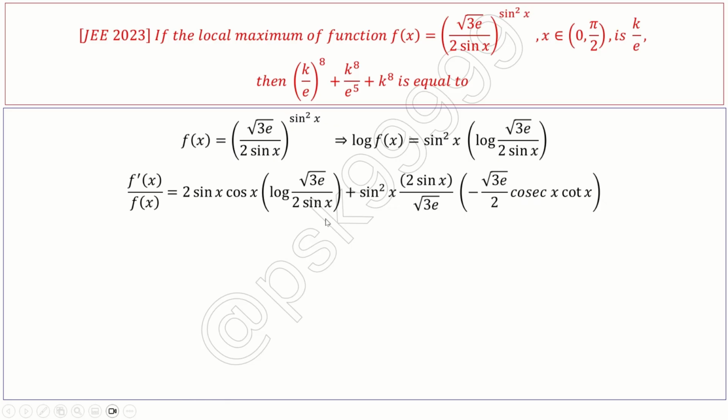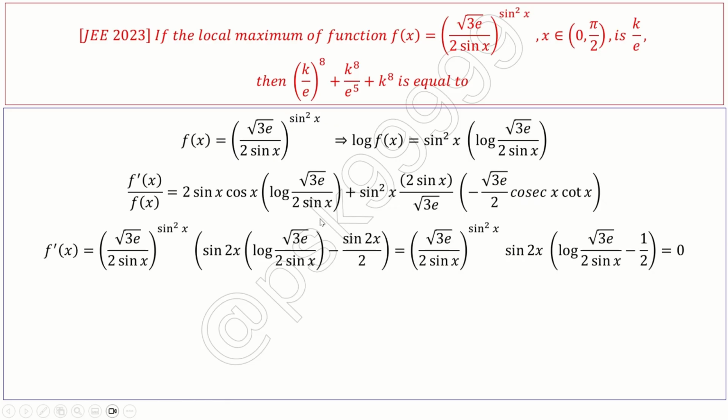Now simplify this one. My f dash x is nothing but f of x will go to the other side, so that is this value, and I can take sin 2x common from this expression. So sin 2x into this one. Now this is equal to 0. To find the local maximum, I need to equate f dash x equal to 0, right? So this is 0.